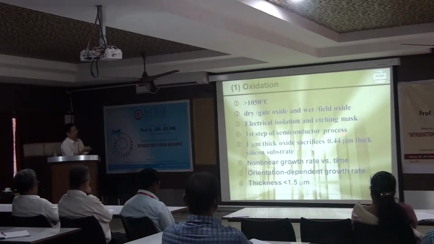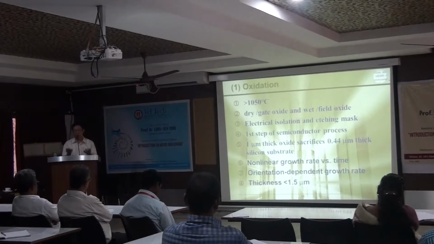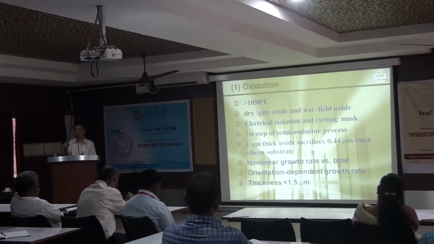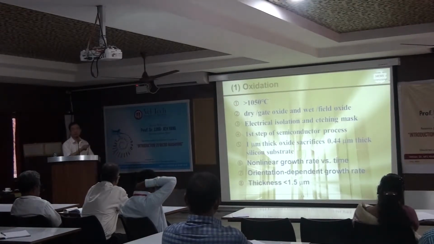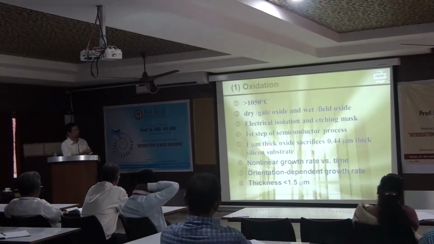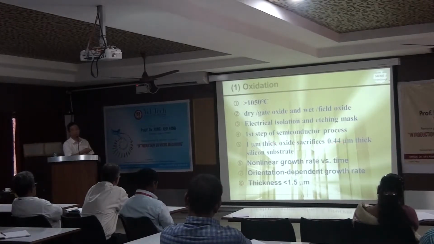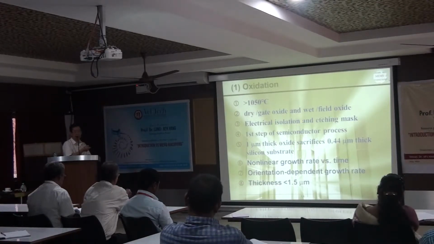In the first set of semiconductor processes I have mentioned, 1 micron thick oxide will sacrifice 0.4 micron thick silicon substrate, because the silicon in silicon dioxide comes from the silicon wafer. So the thicker the silicon dioxide grown, the more thickness of the surface silicon will be sacrificed. So it is shown here, 1 versus 0.44. This ratio is a chemical stoichiometric relationship.